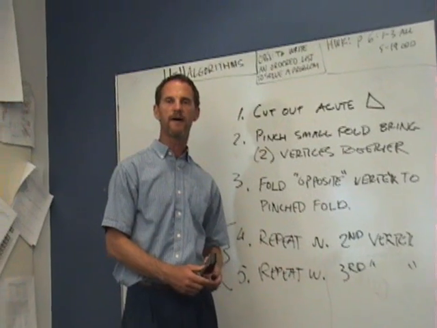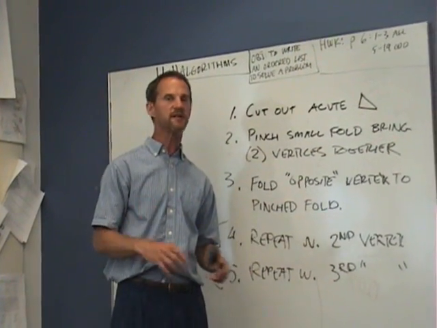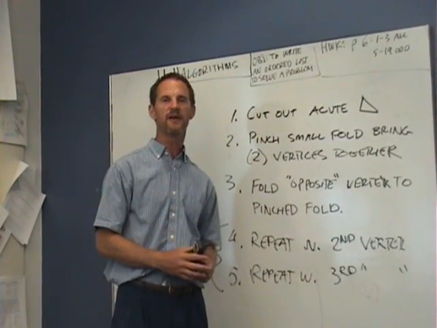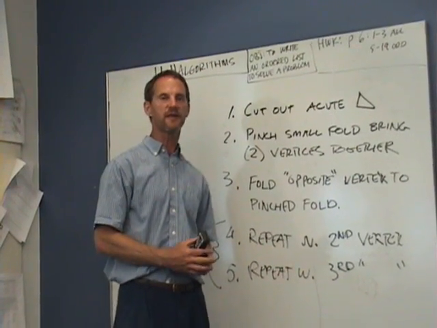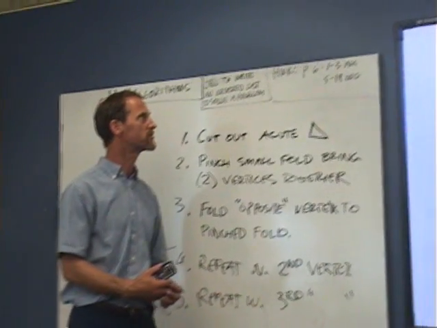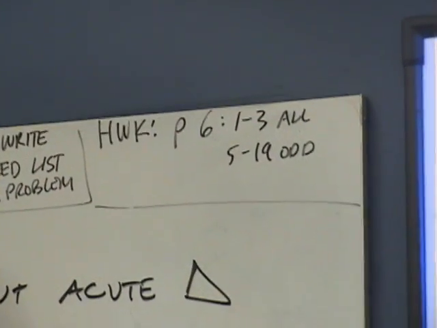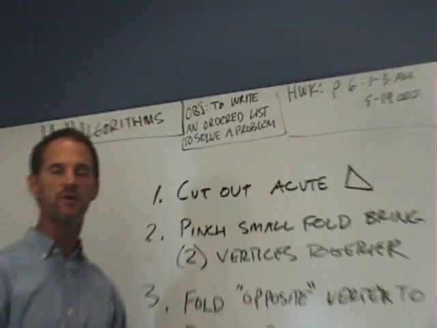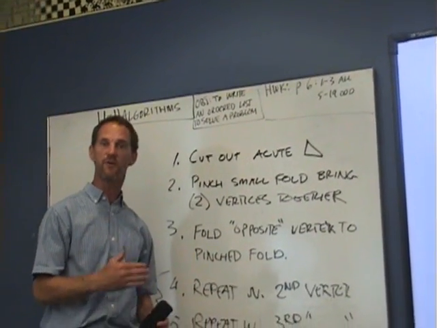All right, so this is a short lesson. It's a pretty simple one. They get a little harder from here. The key thing I want you guys to know is that when you're doing your homework, which is up here, it's page 6, 1 through 3 all, then 5 through 19, is that you just think about the steps that you're taking and you write them down.